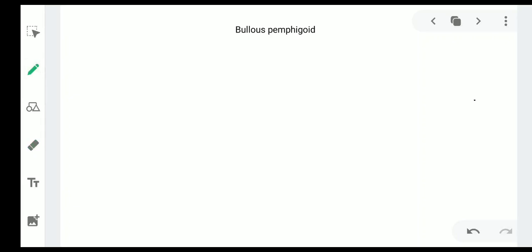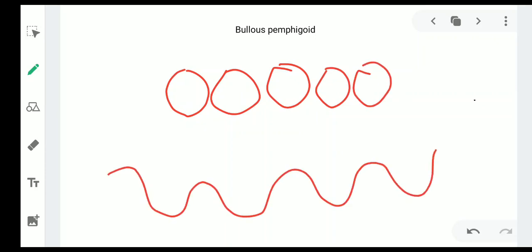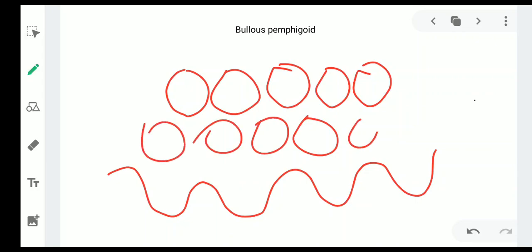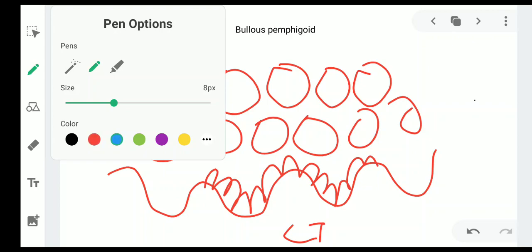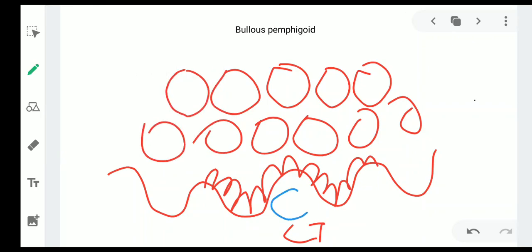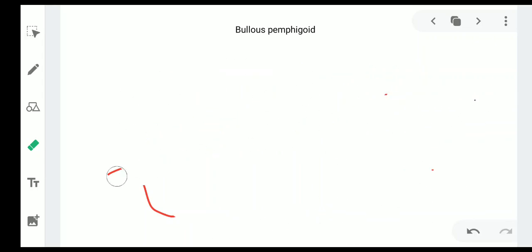Now, these are the cells, these are the basal cells, and this is the connective tissue. In the case of pemphigoid, the defect occurring is here, and the vesicle is formed in this region, that is the subepidermal region. Now, to understand the fact, I will represent it diagrammatically.